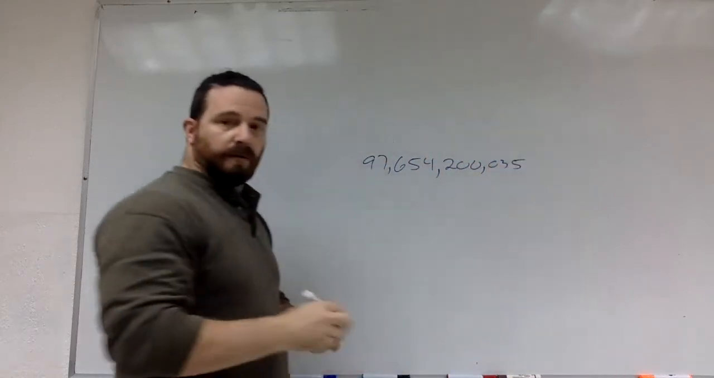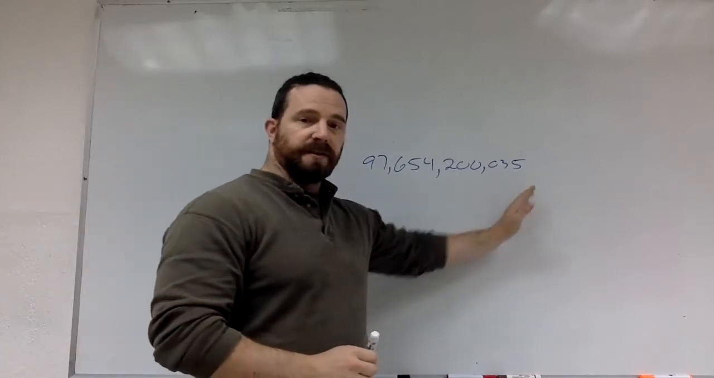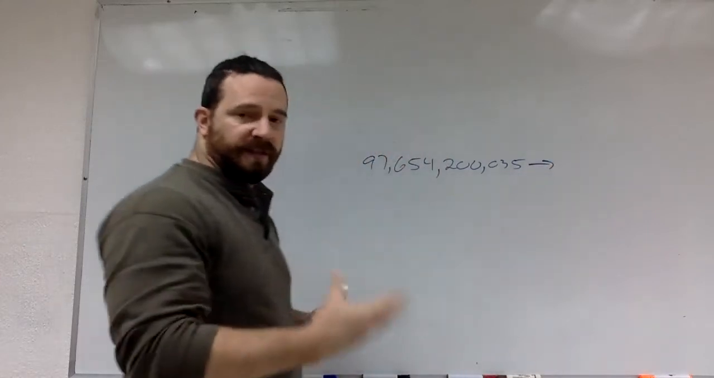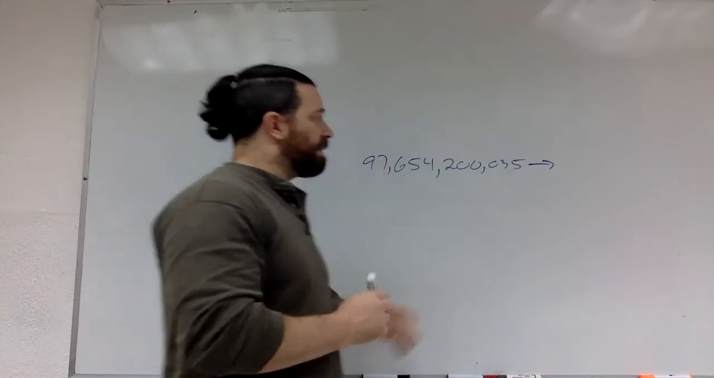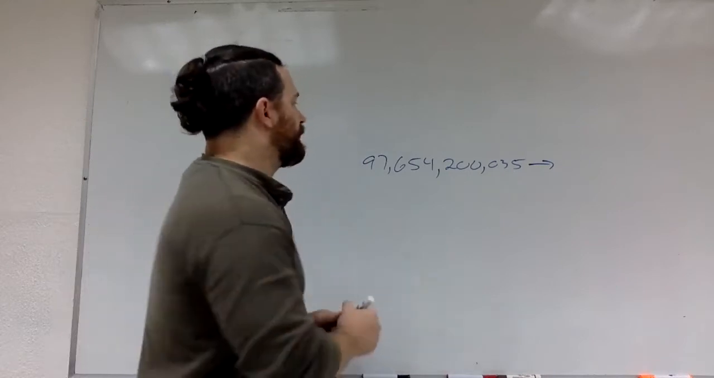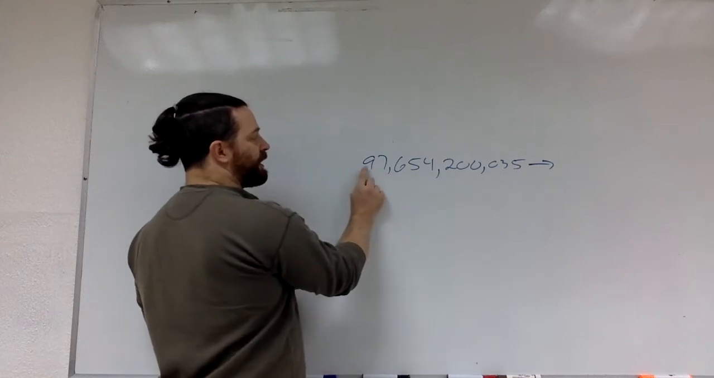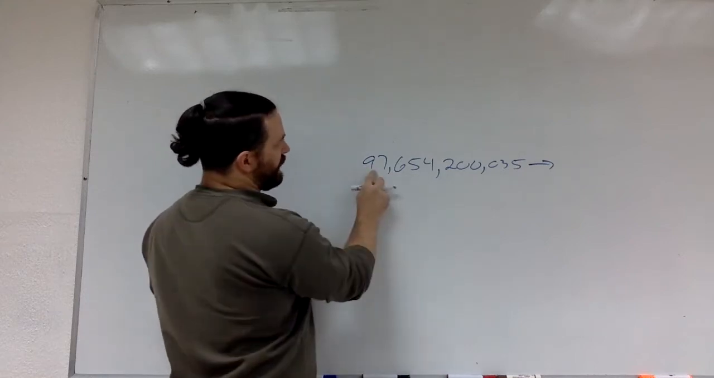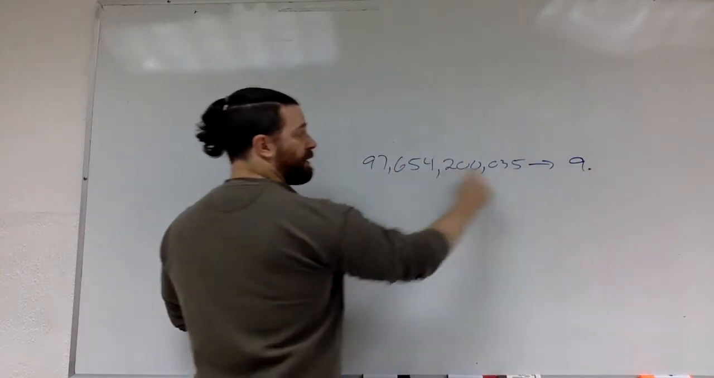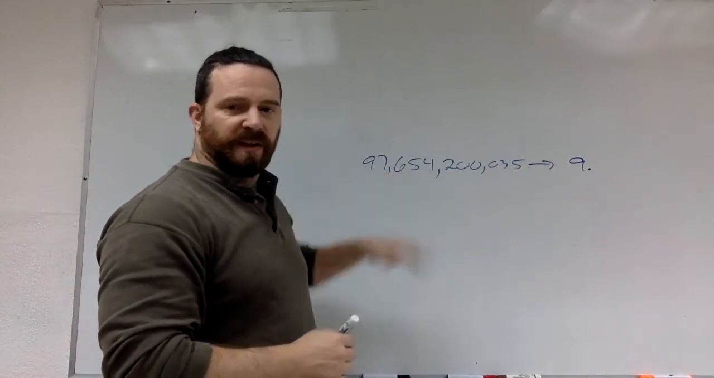All right, so if I had a number like this, 97654200035, in scientific notation, rather than writing this whole number, scientific notation is going to allow me to write this as a power of 10. So whenever we write scientific notation, the process is always the same, and it's really, really easy. You're going to put a decimal behind whatever that first digit is. In this case, the 9. So I'm going to put 9 point, and then I don't have to bother writing the whole number. I'm only going to put the first 2 or 3 digits behind that decimal. In this case, I'm just going to put 2.